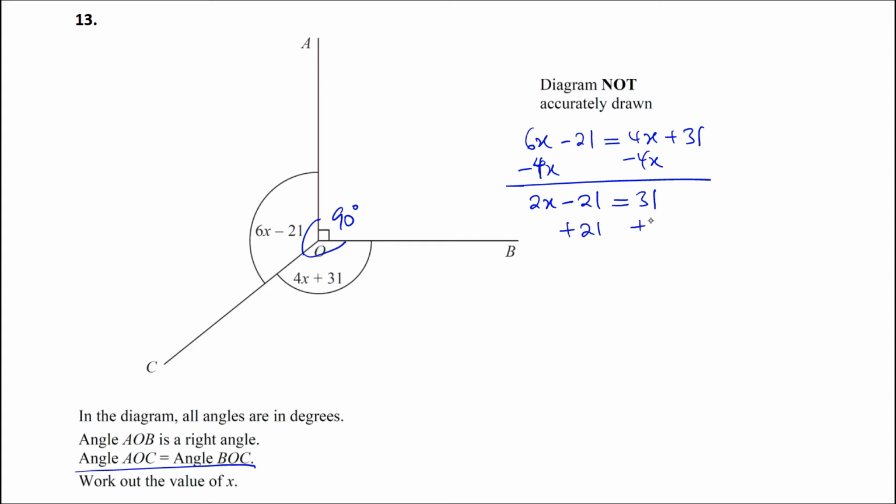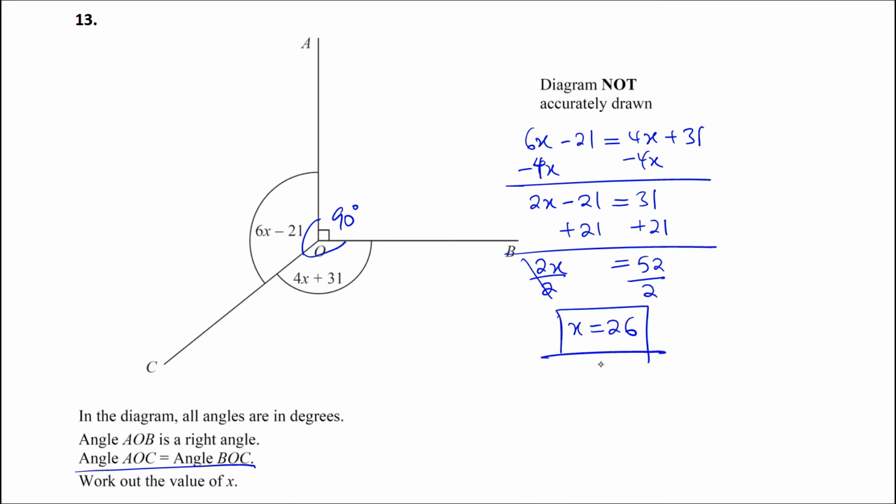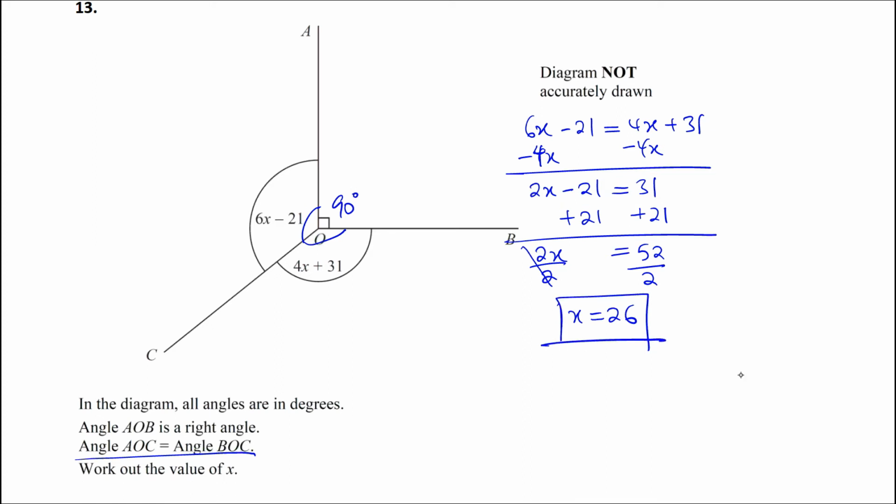Add 21 on both sides. So 2x will be equal to 52. And then divide by 2. So x will be equal to 26. And that is the solution.